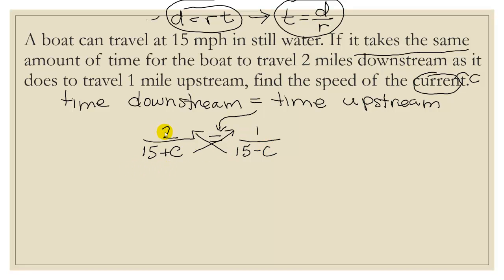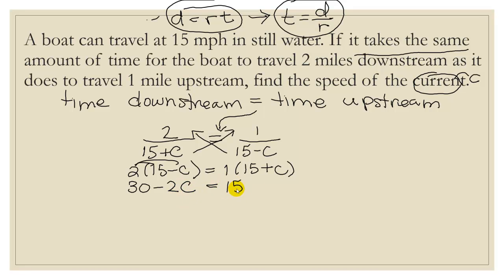So let's do that. So it's going to be 2 times 15 minus c equals 1 times 15 plus c. So let's distribute. 2 times 15 is 30, and 2 times c is just 2c, and this has to be equal to 15 plus c. Okay, so let's get the variables on one side, the numbers on the other. I'll subtract c from both sides and subtract 30 from both sides.